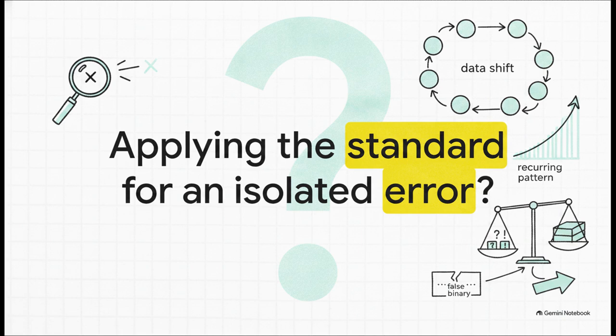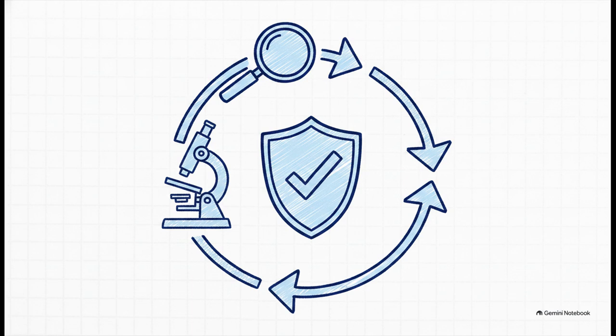Ultimately, the real investigative failure isn't refusing to accuse someone too early. The real failure is looking at a fully documented, independent, recurring pattern and choosing to treat it like a simple typo. When the data shifts, your methodology has to shift right along with it. So ask yourself, are you calibrating your standard of review, or are you just hiding behind the false binary? Because at the end of the day, responsible inquiry relies on continuous evidence verification.